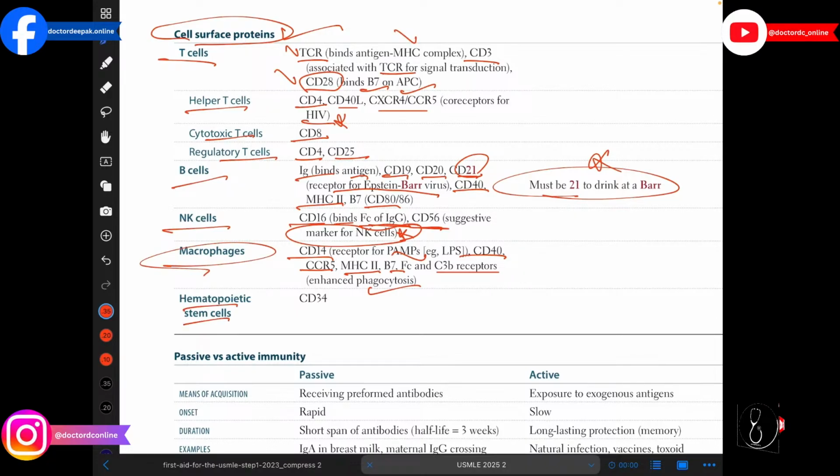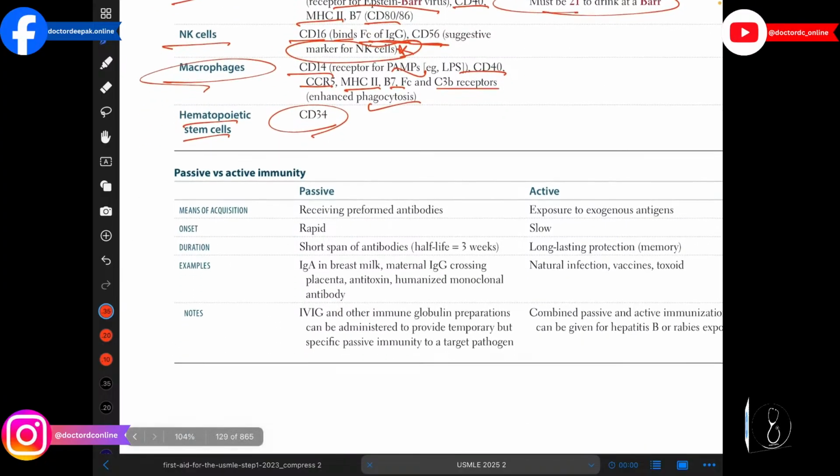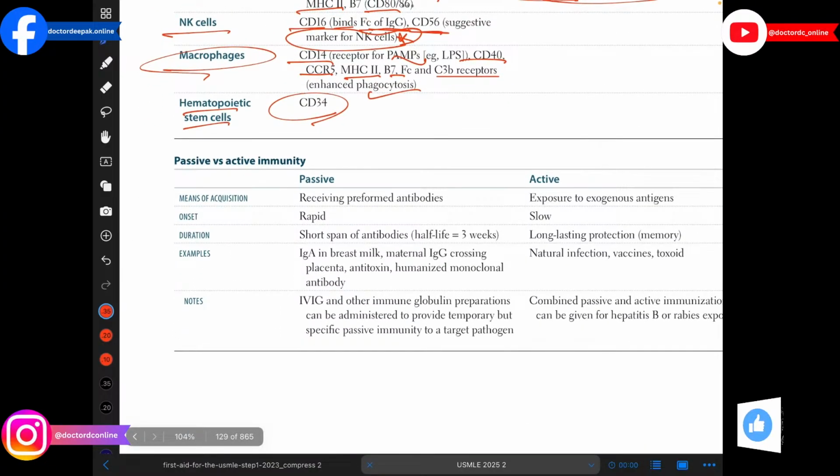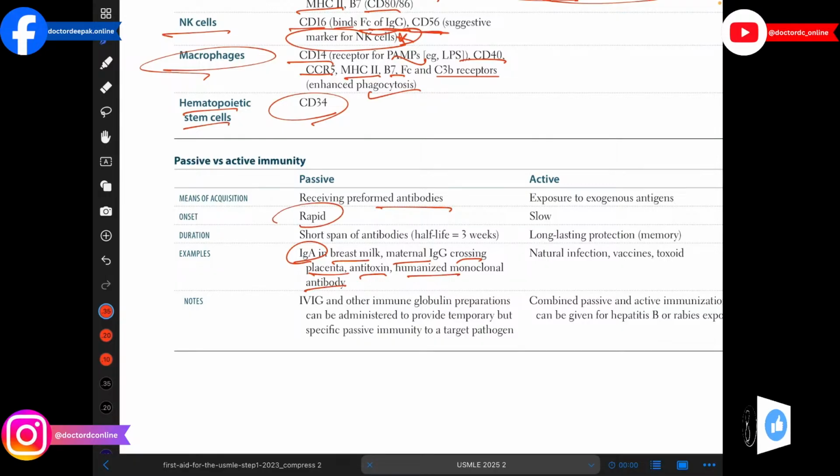Hematopoietic stem cells have CD34. Now passive versus active immunity. In passive immunity, the human being gets pre-formed antibody, which is already formed. This is most commonly seen in babies, like IgA in breast milk and maternal IgG crossing the placenta. Also antitoxin and humanized monoclonal antibodies are given to patients. They have a rapid onset, but a short span of antibody and no memory, and the half-life is about 3 weeks.